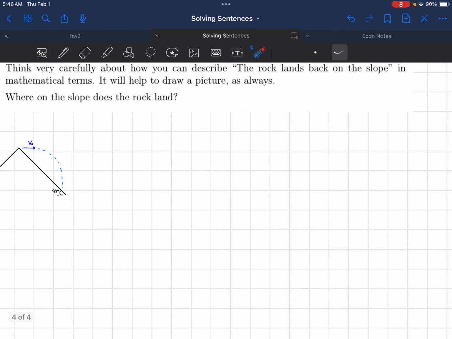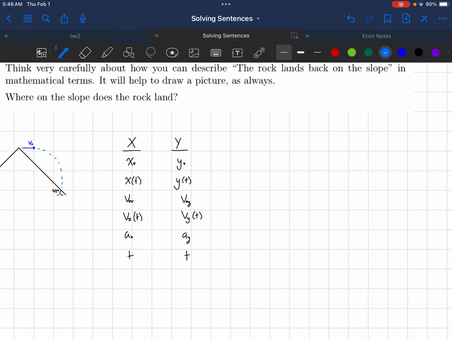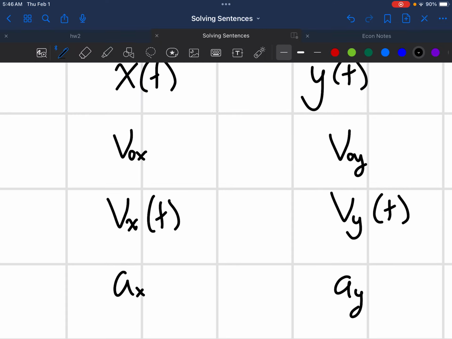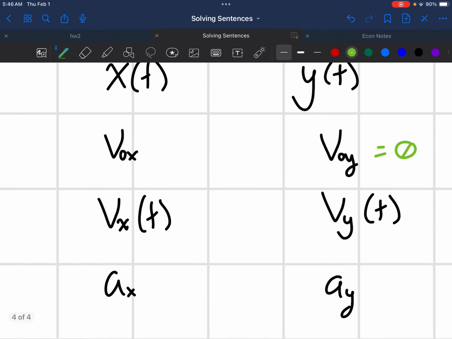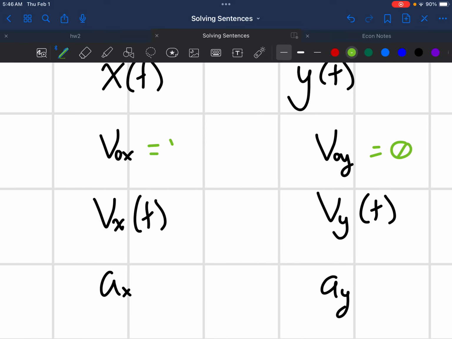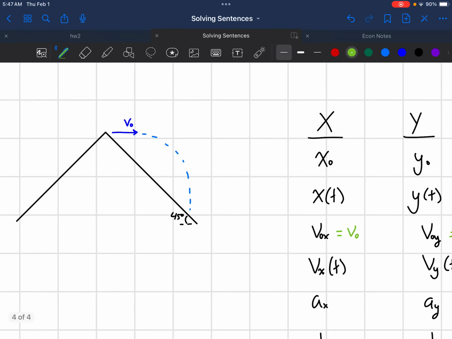So when I paste my kinematic variables here, I'll know my v0 y, because it's going horizontally, will be 0. And I'll know my v0 x will just be that given v0. So that's already 2 things that I know.